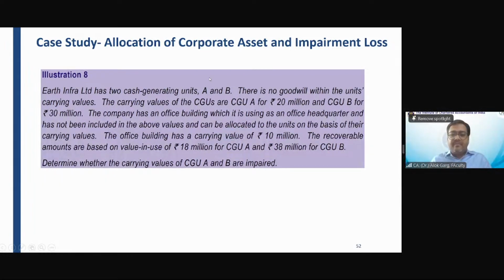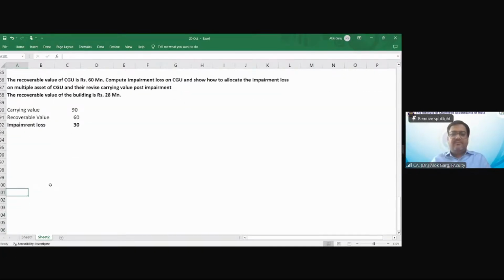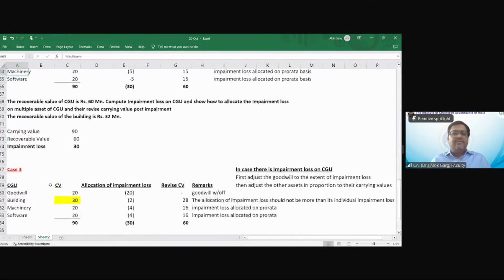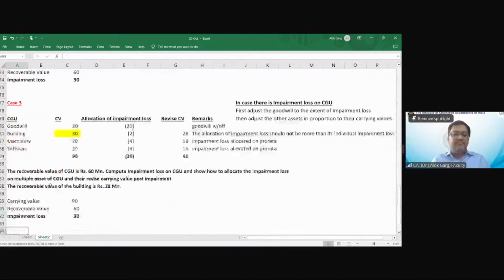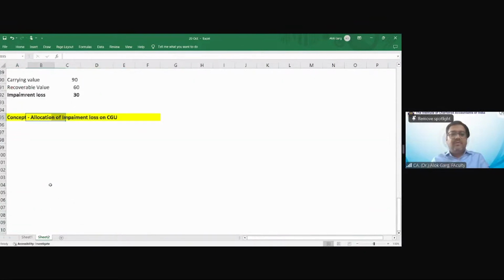Let me explain with the help of the Excel file. Let's talk about the concept first. What is the concept? The concept is allocation of corporate asset on CGU and allocation of impairment loss. This is the concept we are discussing.